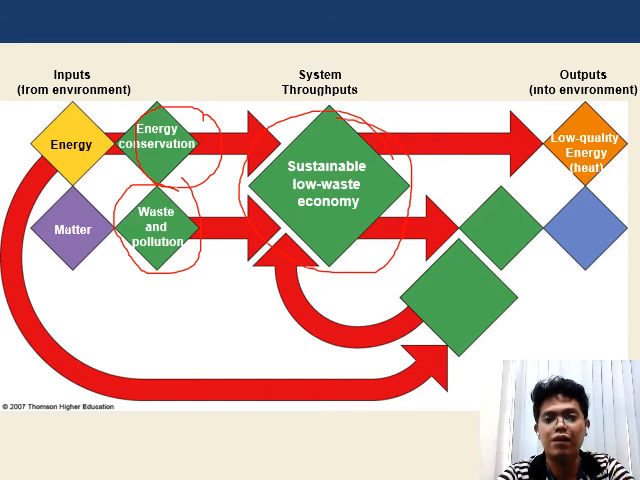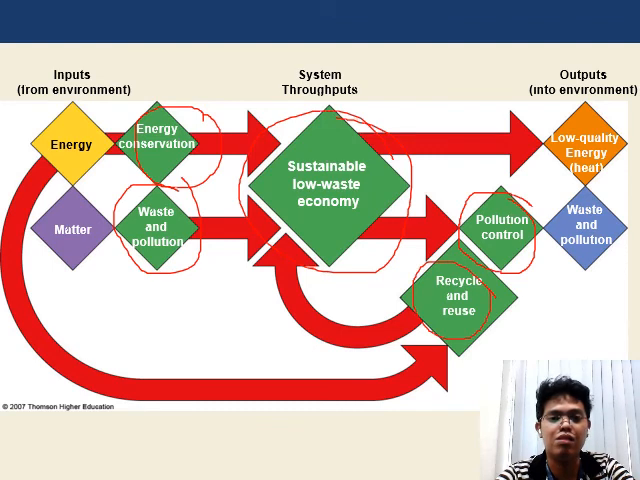So the quality of energy that is output is low, as well as its waste and pollution, because the throughputs are using pollution control and recycling and reuse of most non-renewable matter resources. So another one, also reducing unnecessary consumption and emphasizing pollution prevention and waste reduction and controlling population growth.